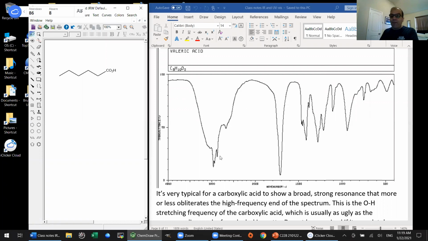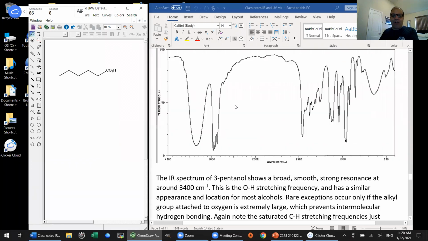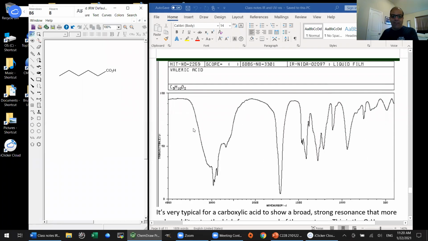Looks like they're all still below 3,000 wave numbers. So we would expect a saturated compound other than the carboxylic acid, but very ugly and pretty much obliterating most of the high frequency end of the spectrum. And again, if you compare, it's also called valeric acid, by the way. That's the common name of pentanoic acid. You can use either name. But as pretty as the alcohol OH stretch looks, the OH stretch of a carboxylic acid is ugly. And like I said, pretty much covers up a goodly chunk of the upper frequency end of the spectrum.